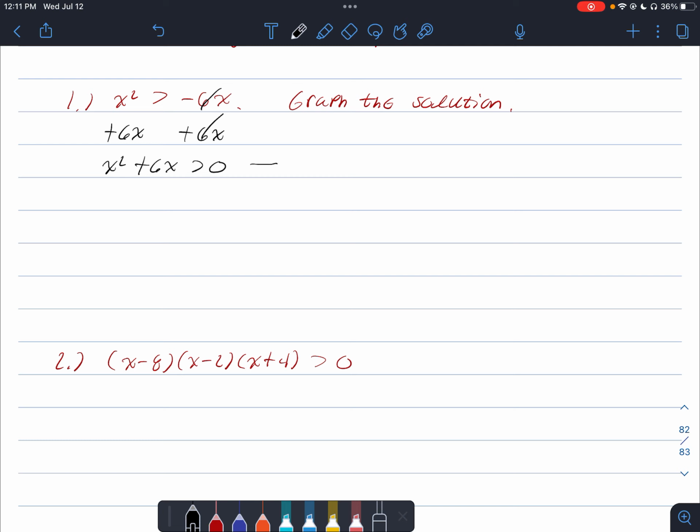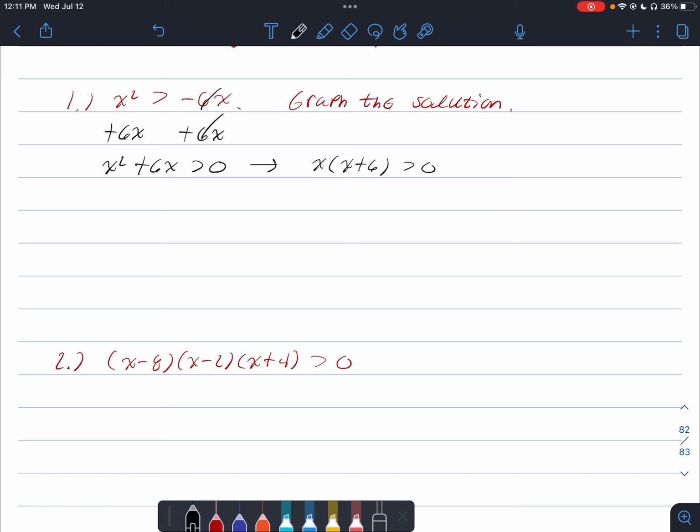And we can write this as, if we factor out an x, x times x plus 6. To see how that worked, just distribute this x back in, and you'll get x squared plus 6x. And then you're going to have this being greater than 0.